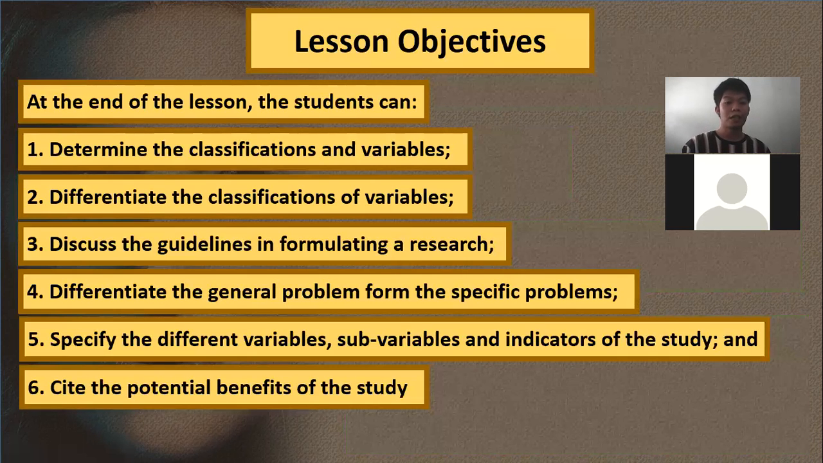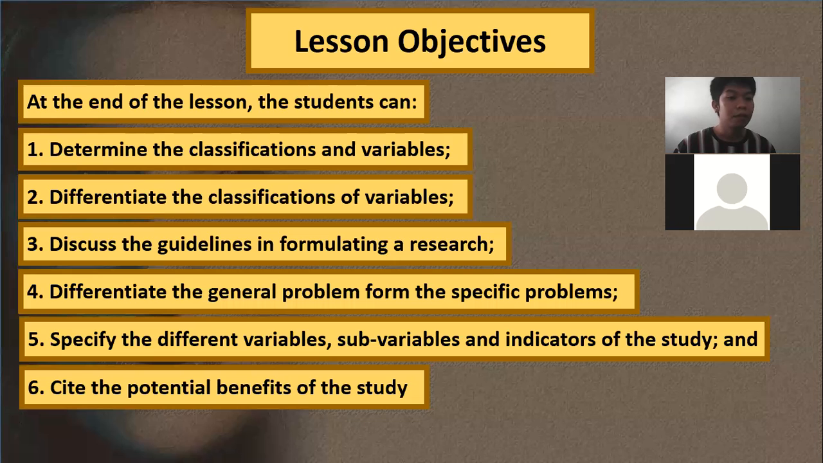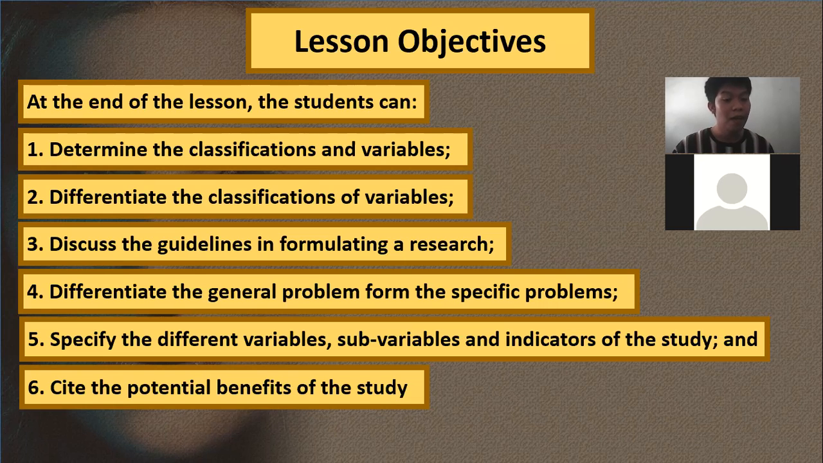Right, so lesson objectives. At the end of the lesson, the students can determine the classifications of variables, differentiate the classifications of variables, discuss the guidelines in formulating a research title, differentiate the general problem from the specific problems, specify the different variables, sub-variables, and indicators of the study, and cite the potential benefits of the study.